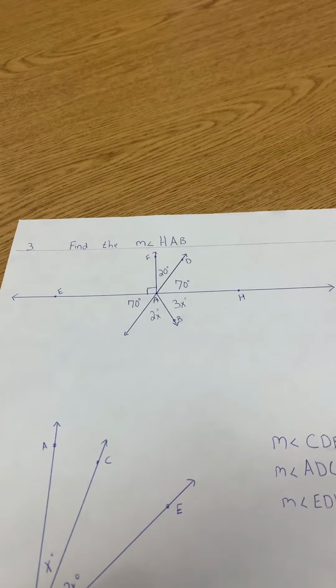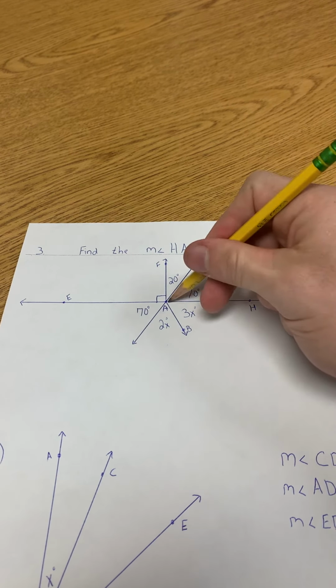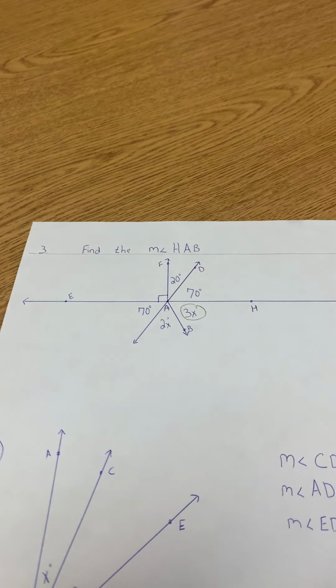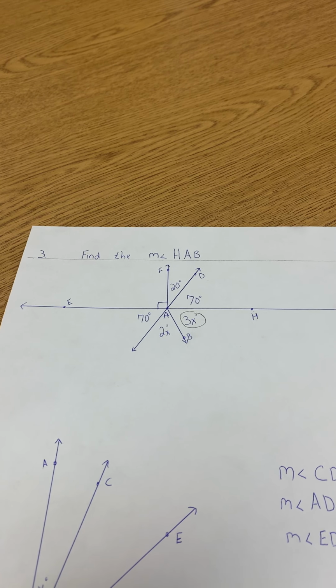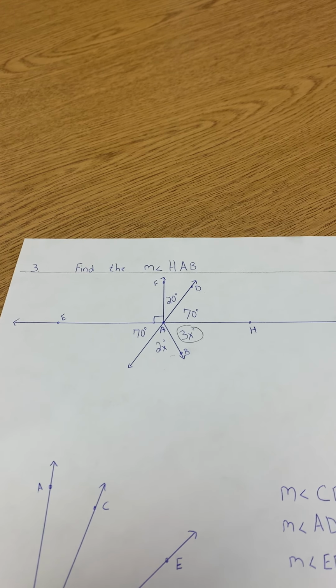Okay, number 3, we're looking for the measure of angle HAB. Well, HAB, so we're looking for this angle here. But before I can do that, I want to find what X is. So I have 2 different ways to do this.